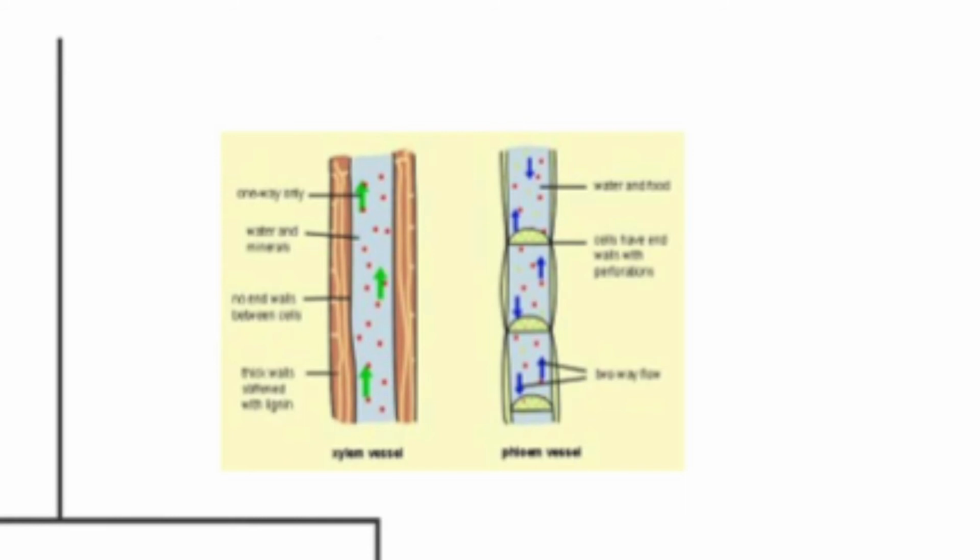Phloem is alive, but doesn't fill with lignin or anything like that. It does have a lot fewer organelles and a little bit of cytoplasm, and that's about it. And a couple of organelles, but it doesn't have an awful lot, just so that it's got room for the sugars to move up and down.